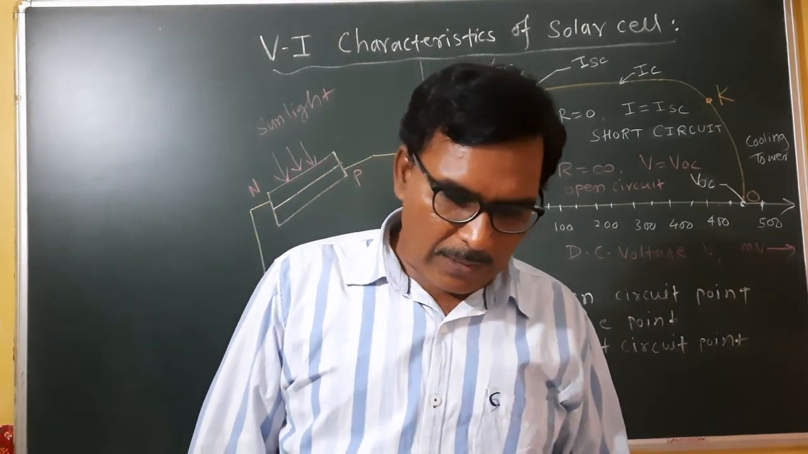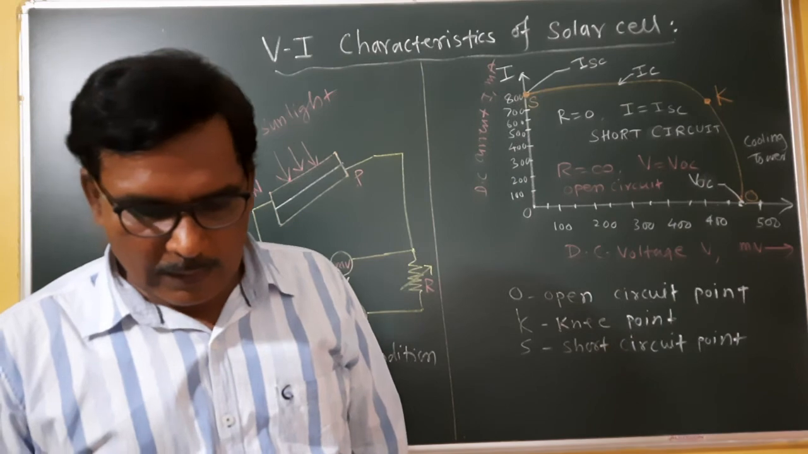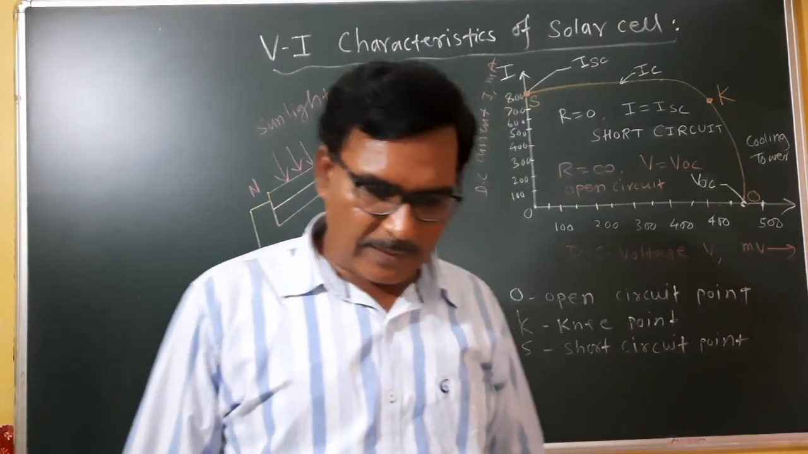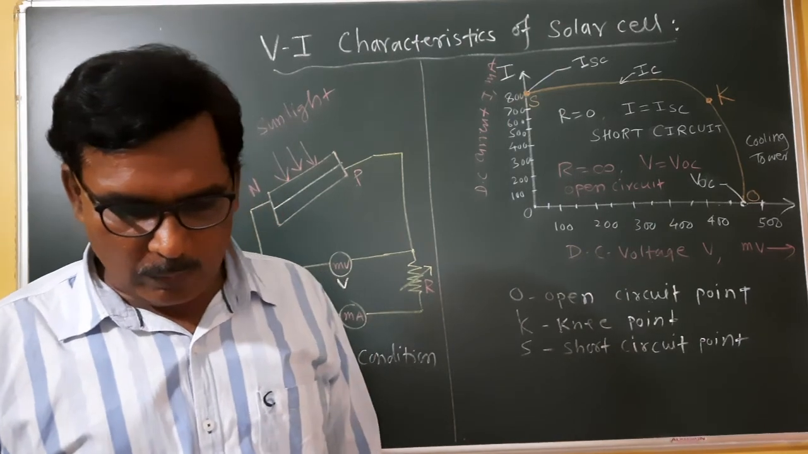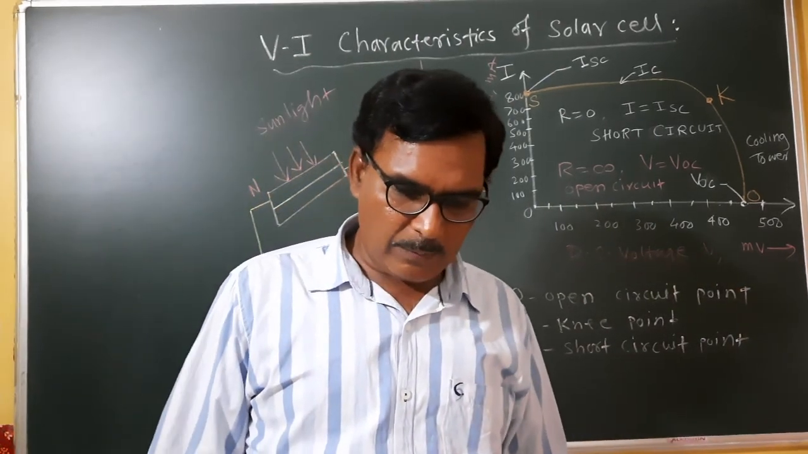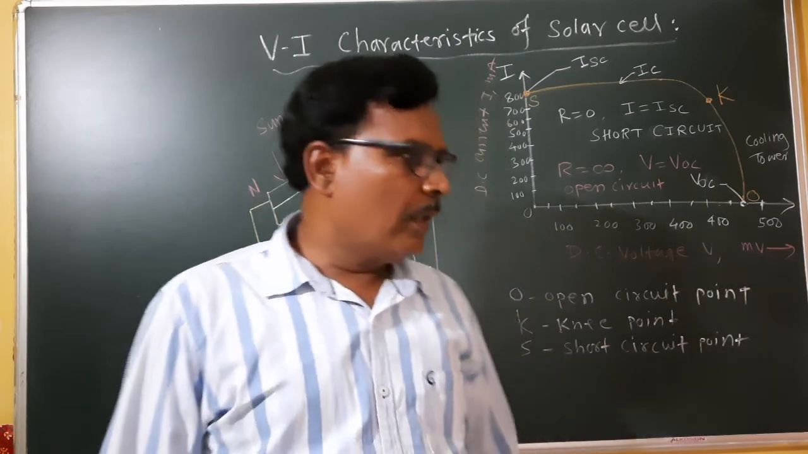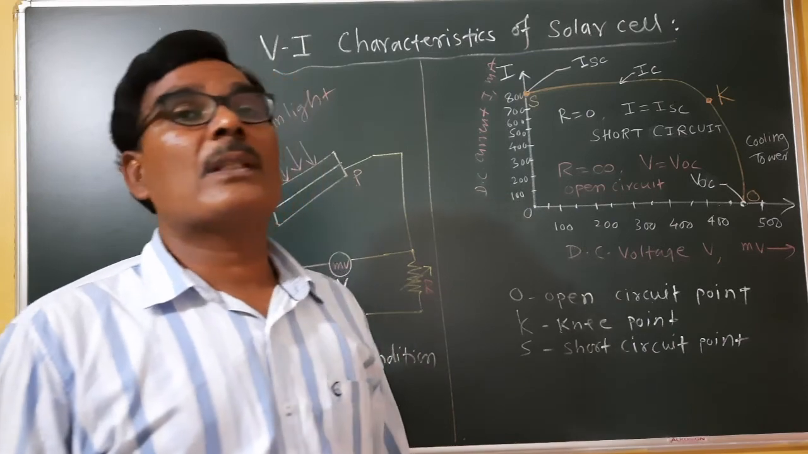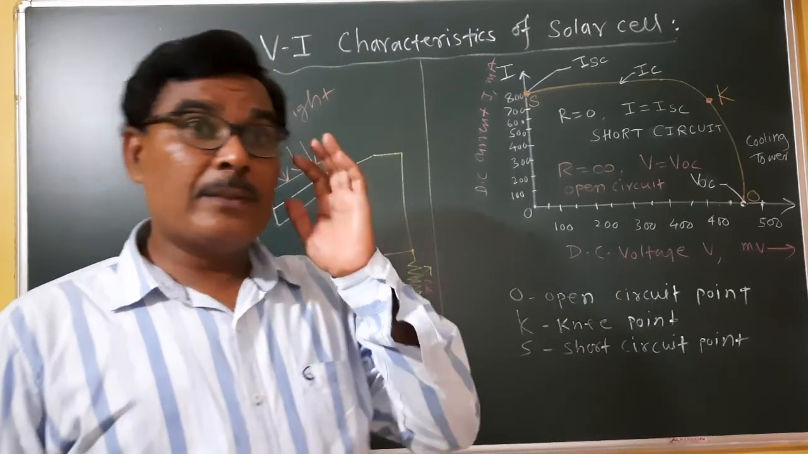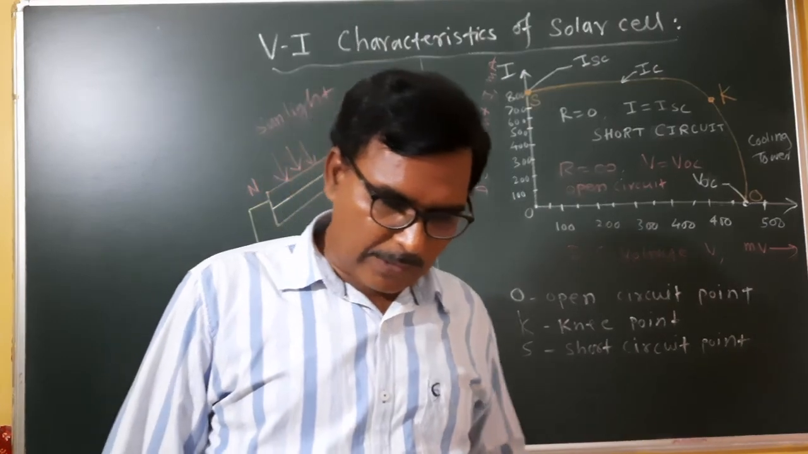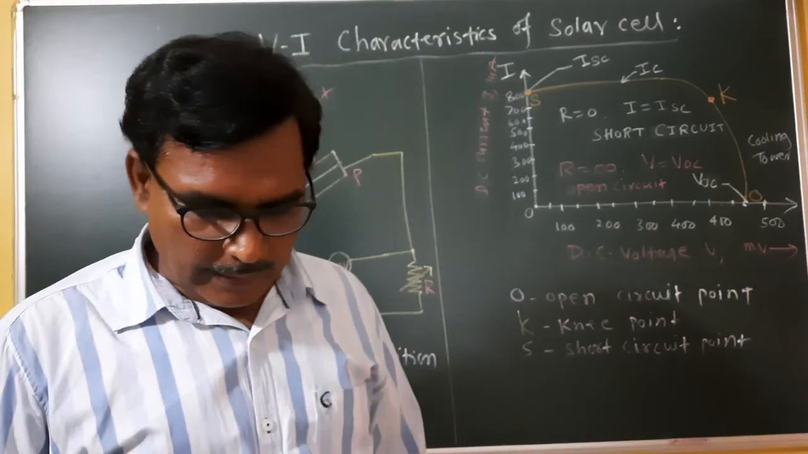The solar cell is used at a specific reference condition, and with the help of the VI characteristics, V is the direct voltage and I is the current. The power we calculate using the formula P equals VI, where V is the voltage and I is the current. By using that formula we calculate the power using these circuits.